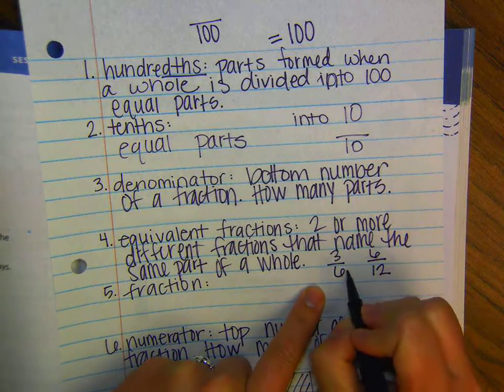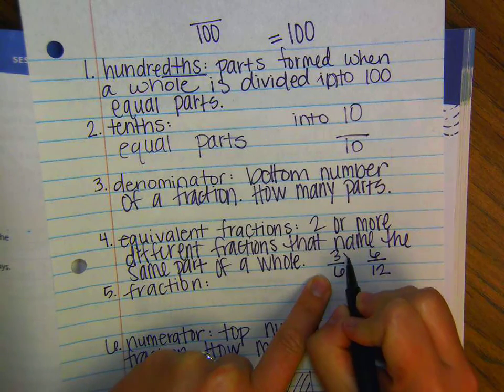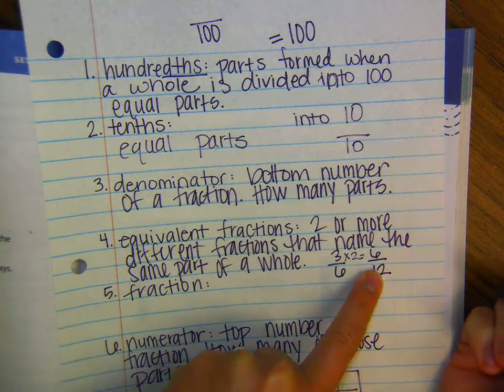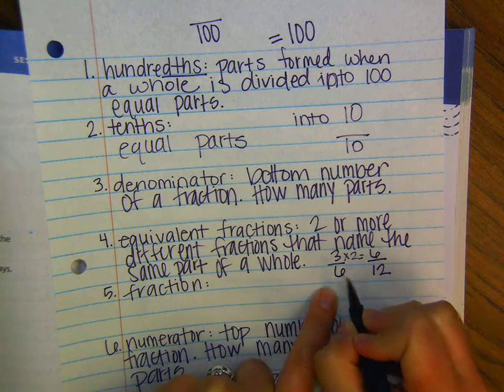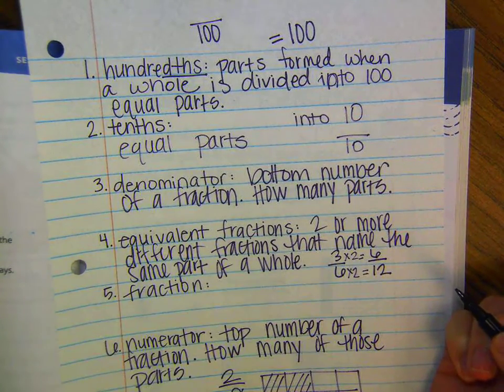And I could prove that by going, okay, whatever I do to the top, I have to do the bottom. So how do I get from 3 to 6? 3 times 2, that's 6. Whatever I do to the top, I'm going to do to the bottom. So 6 times 2 will get me that 12. So I know that they are equivalent fractions.